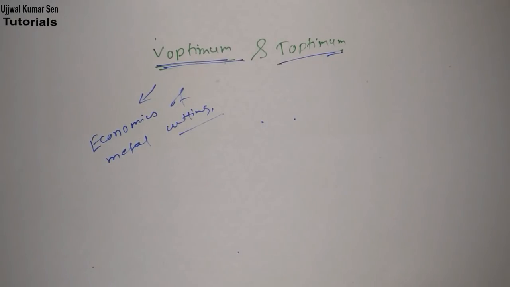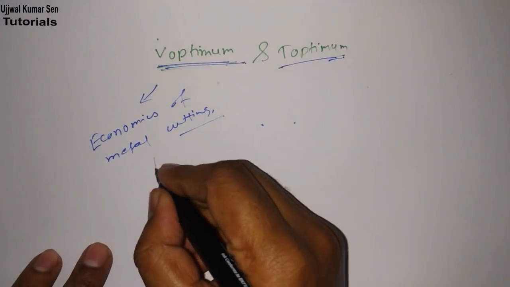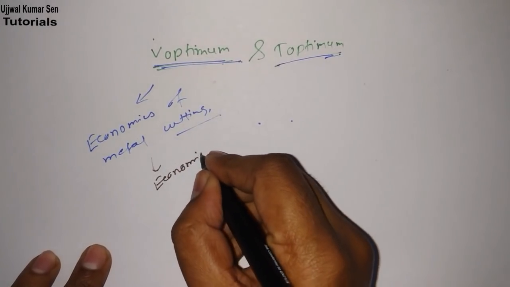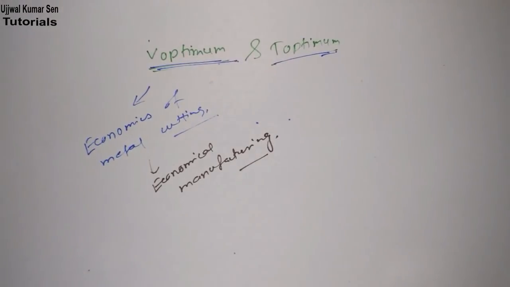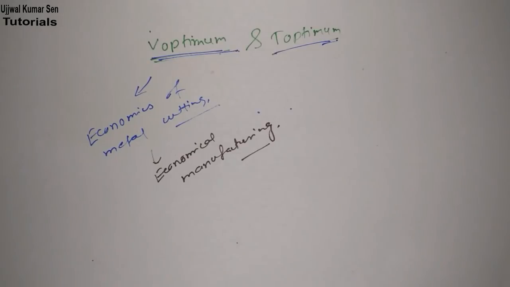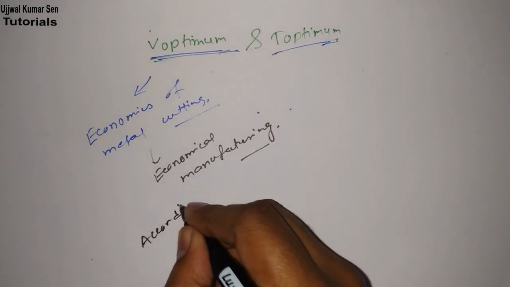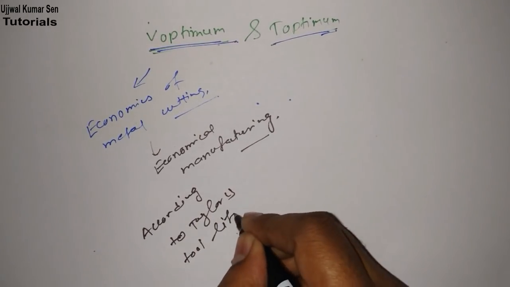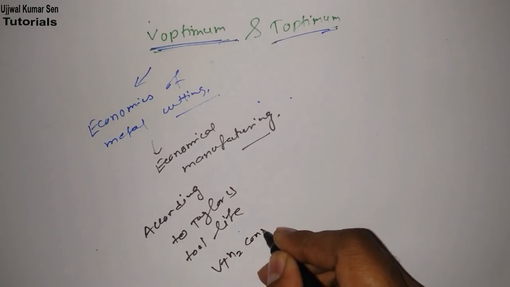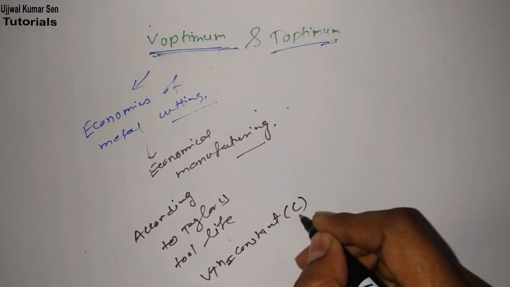But if we are talking about economical manufacturing, then V optimum and T optimum play the most important role. And these two terms are interrelated to each other, because according to Taylor's tool life equation, we have V T to the power n is equal to constant. Sometimes we also write C, right?